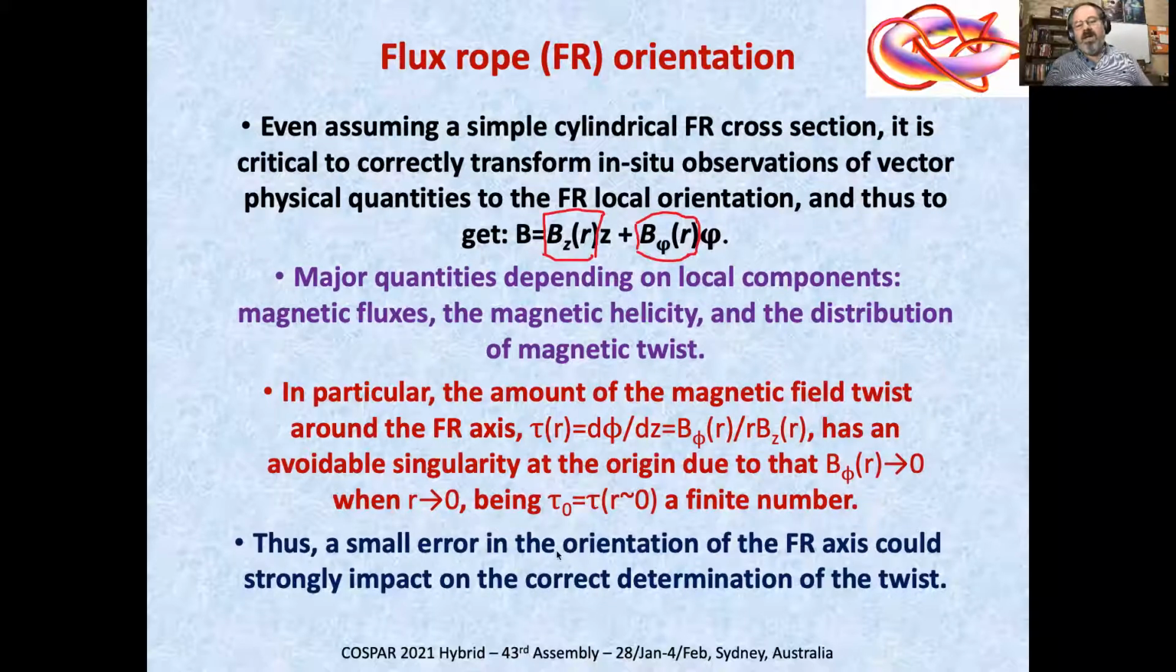However, a small error or a small mistake in the orientation of the flux rope will couple these two components, and it will not be possible to avoid this singularity as an artifact of the method. So it is very crucial to get a proper orientation.